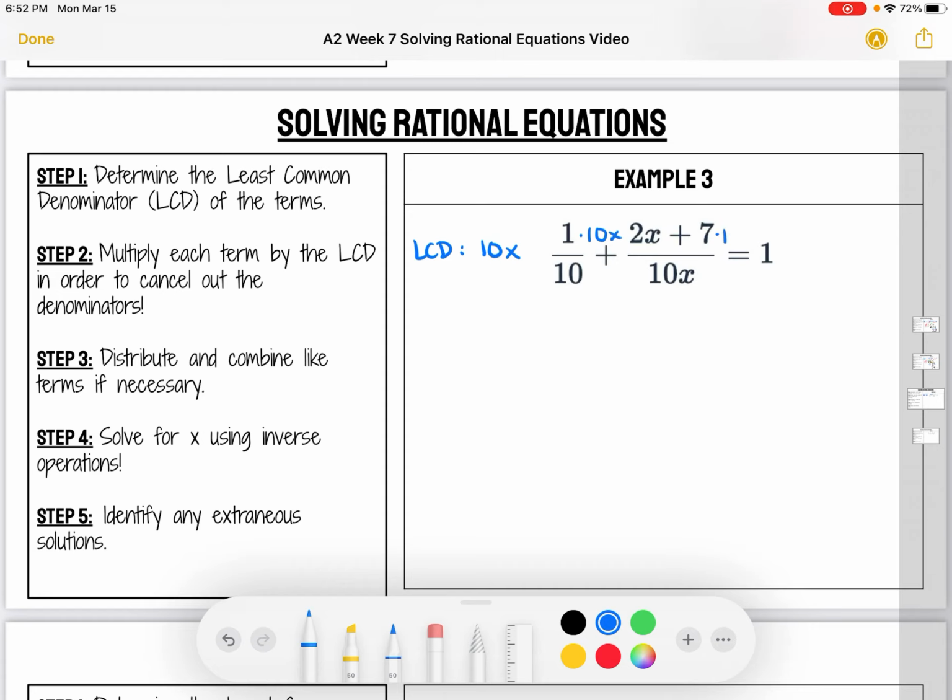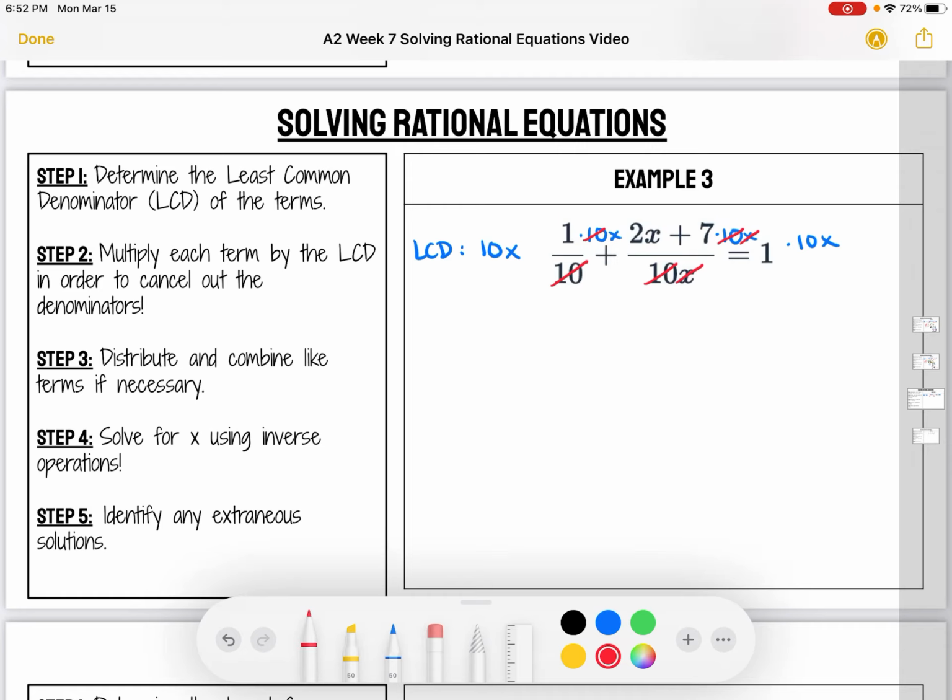So if I multiply everything by 10x, all right, the 10s cancel out here. I'm left with an x on top. The 10s cancel out here, and the x's cancel out, and then the 10x, I'm just going to leave that. It doesn't cancel with anything on the right side.